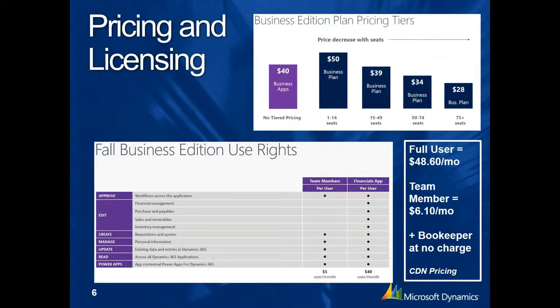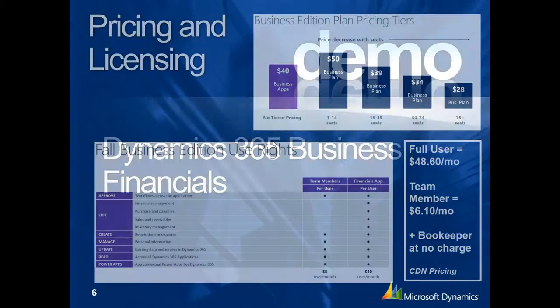And is there a scaled down version that is cheaper? There is a team member that is $6 a month. That just allows you to put in quotes and requisitions. So you can't process things to a sales order, but you can enter quotes and things like that. And that's the only scaled down version. This is about as scaled down as it goes from an accounting system perspective. Okay, so $48, that's fine. So they cannot do inventory management, sales and receivables. They cannot do purchase and payables.